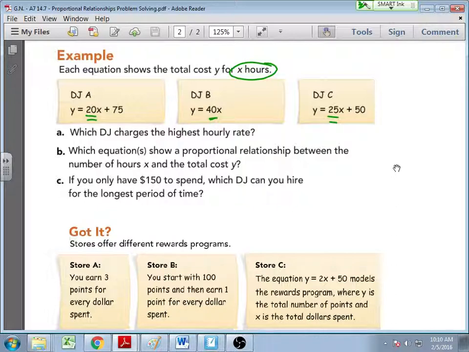So what does the 75 or the 50 tell you? Is that the price that they charge? What do you mean the price that they charge? Like, and I can't say it. Yeah, you can.